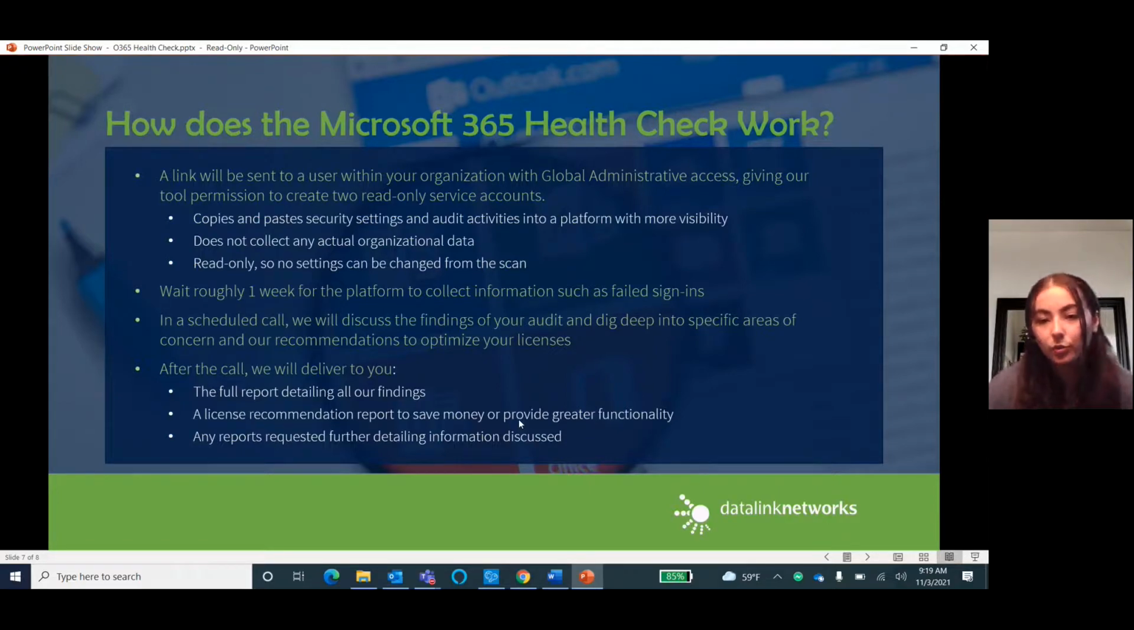We'll also give you those recommendations to optimize your licensing. So switching from E3 to a business standard, downgrading users from whatever they're on to maybe just an email only license if that's all that they're using, things along those lines. And then after the call, we'll deliver to you the full report that details all of our findings, the license report that will either save you money or provide function, and any other reports that you've requested during our call. So if you were looking at the administrative roles and you're like, I would just really like to have this so I can go check it after the call, we would definitely be able to export that for you and send it over.